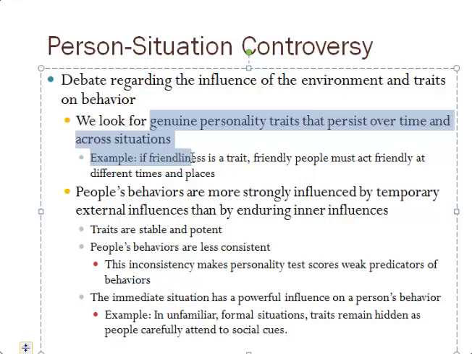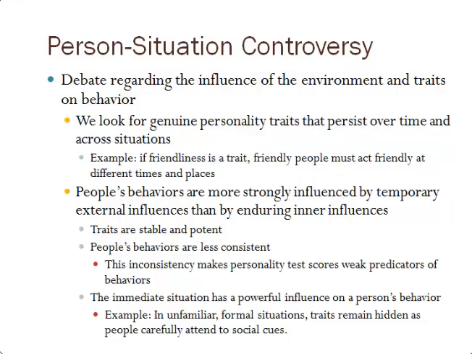So we look for genuine personality traits that persist over time and across situations. In other words, to look at whether something is based on traits or on the environment, we have to look at whether there is a type of trait that always applies. For example, if a person always tends to be calm, even in very stressful, very harrowing situations, we can look at that as a trait rather than something dictated by the environment. People's behaviors are more strongly influenced by temporary external influences than by enduring inner influences. That's the difference between a trait and a behavior.